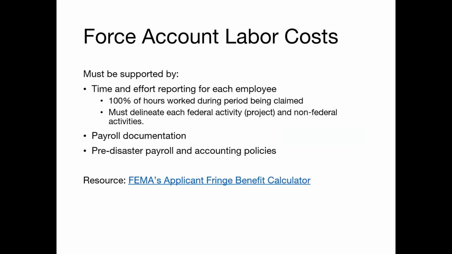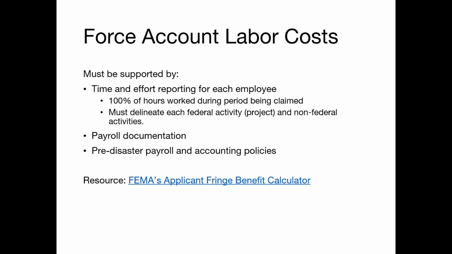For permanent work, both straight time and overtime costs are eligible for budgeted and unbudgeted employees. For category B, emergency work, generally only overtime is eligible for budgeted employees. If you hire temp workers, unbudgeted employees, then straight time and overtime can be eligible. For category A, debris emergency work, both regular time and overtime is generally allowed.